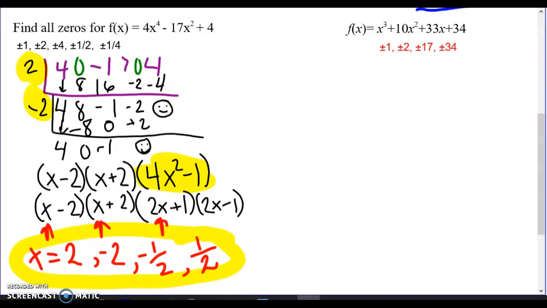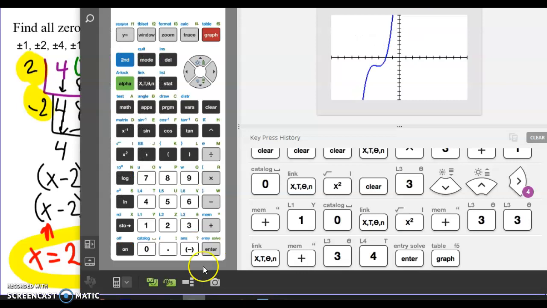If you need a hint, here you go. You know that there's going to be 3 roots. Your possible rationals are plus or minus 1, plus or minus 2, plus or minus 17, plus or minus 34. So I'm going to go graph it, and when I do, here is what it looks like. Well, there's only one at -2. So start with -2 and come back with me and see what you have.